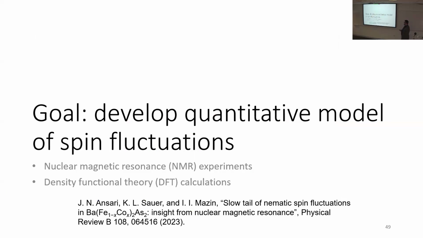And so the goal of this project was to develop a quantitative model of spin fluctuations using previously performed NMR experiments and also my own density functional theory calculations. This resulted in a publication last year in Physical Review B, so I encourage you also to take a look at that paper as well.